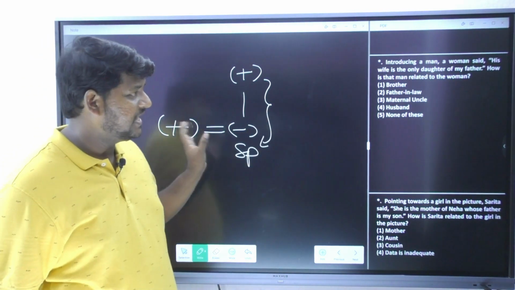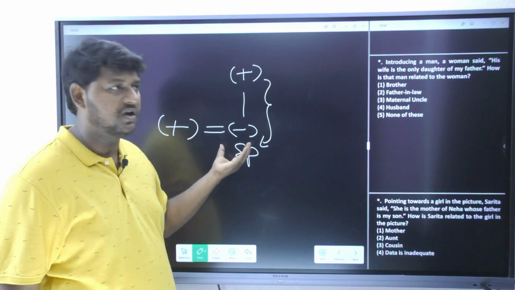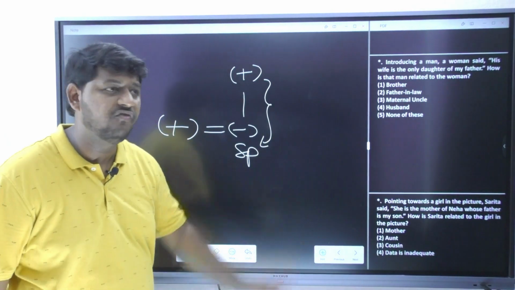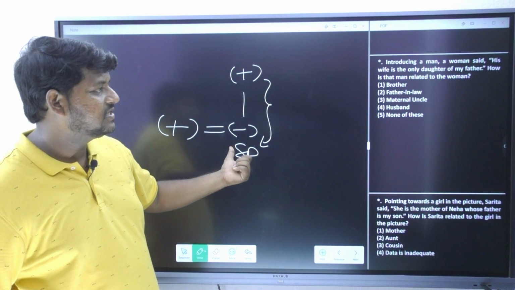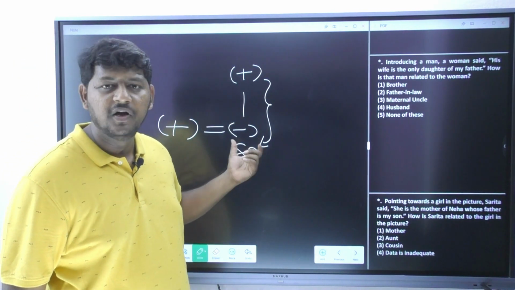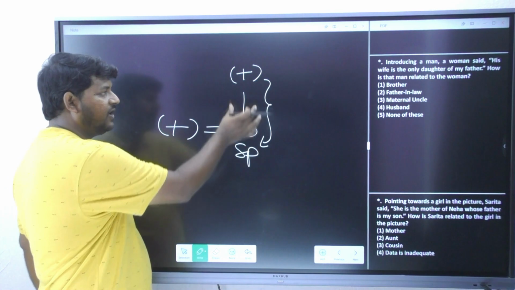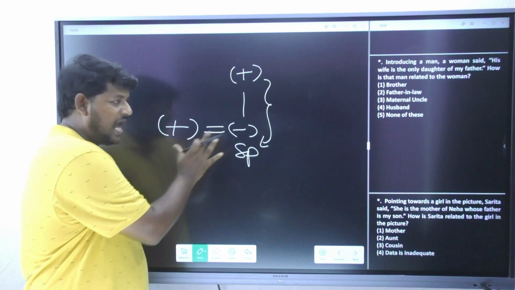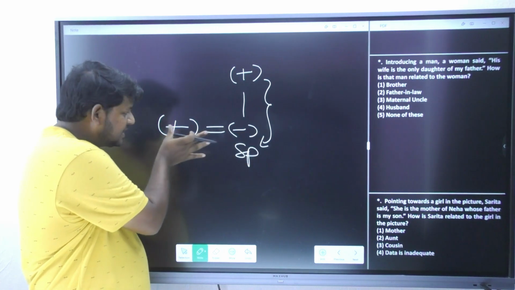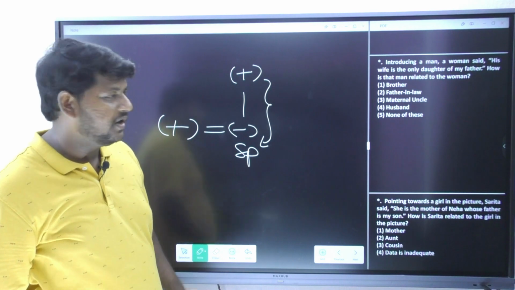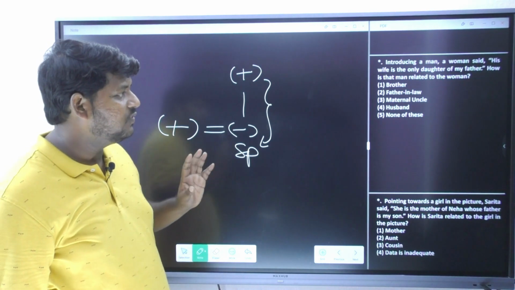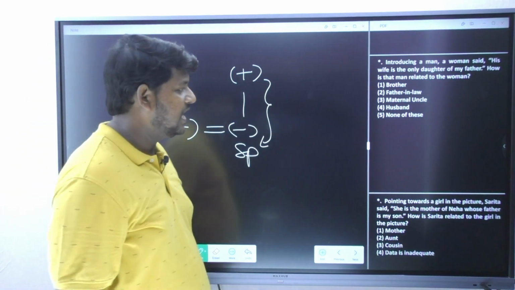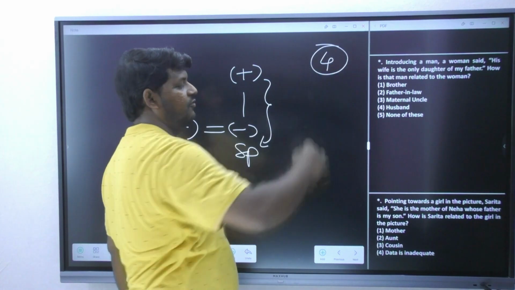Read it carefully. His wife is the only daughter of my father. My father, just remove it and replace with the word woman: his wife is the only daughter of woman's father. So woman's father has only one daughter, that is our speaker only. Correct? And the speaker's husband is the one she is trying to introduce. Now, how is the man related to that woman? Husband. That is option number 4.